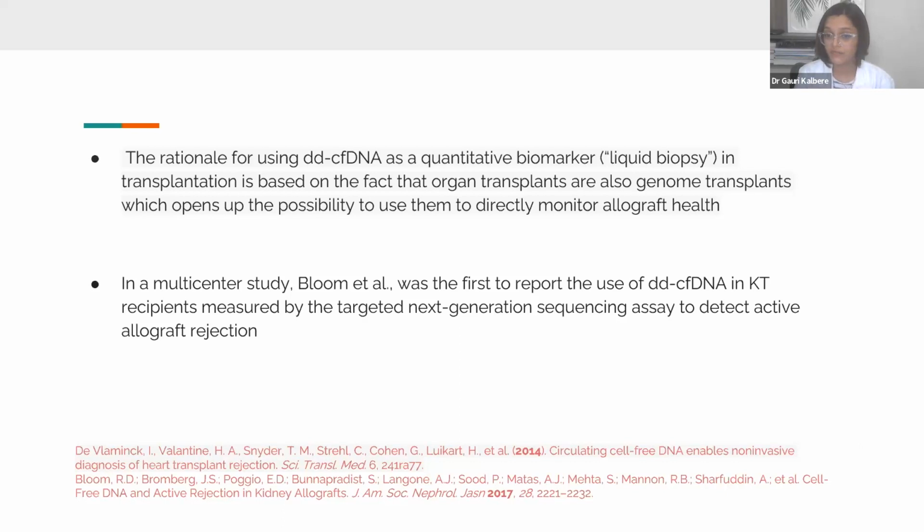Now, later on, after so many decades, we have PCR, droplet PCR and targeted NGS, next generation sequencing, which makes it easier to detect this DNA in the blood to do a sort of quantitative analysis.